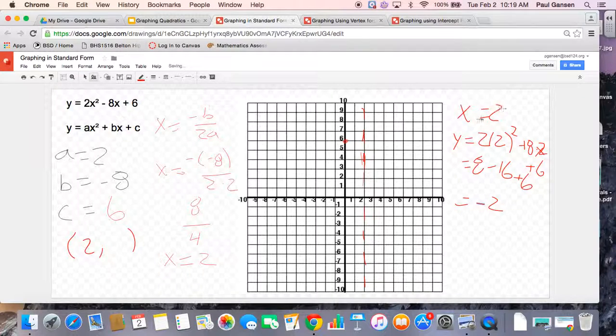So when x goes in as 2, y comes out as negative 2. We have the coordinate 2, negative 2 as our vertex. So 2, negative 2, boom. Right there is our vertex.